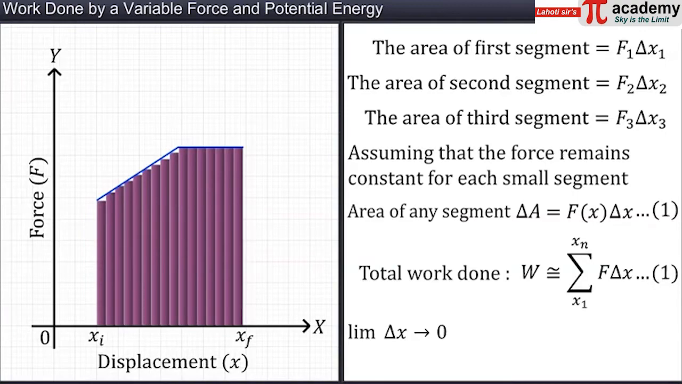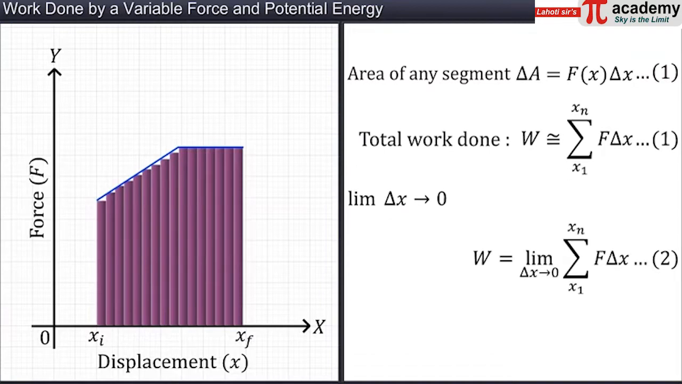And the total work done is calculated as W = sigma of F delta x between the limits x1 to xn, as delta x tends to 0. Let this be equation 2. Hence, the work done for a varying force can be expressed in integral form, as W = integral F dx in the limits x1 to xn. Let this be equation 3.